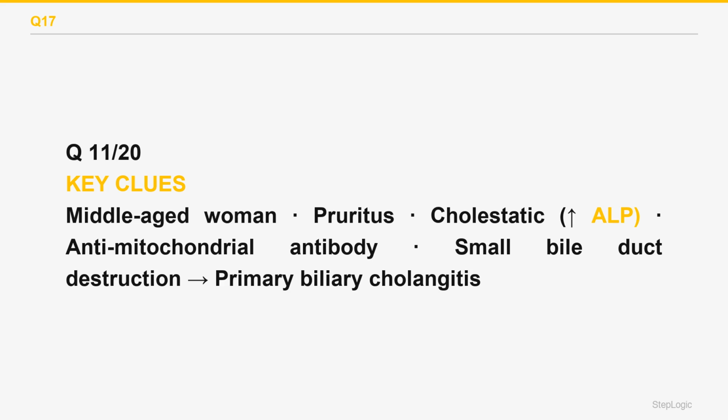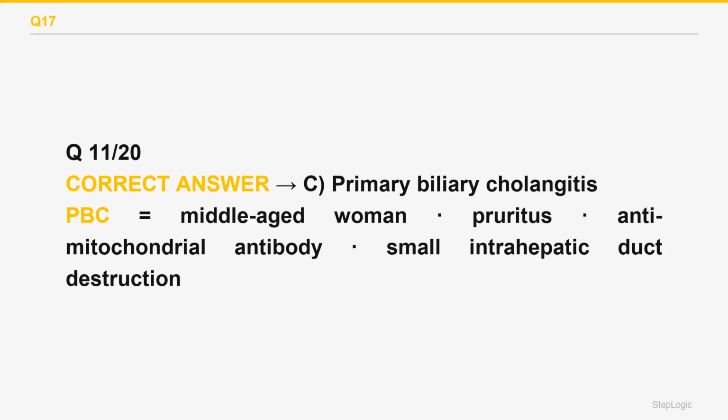The diagnostic serologic marker is the anti-mitochondrial antibody, AMA, present in the great majority of cases. Biopsy shows lymphocytic granulomatous destruction of the small bile ducts. Correct answer is C. The crucial contrast is with primary sclerosing cholangitis.